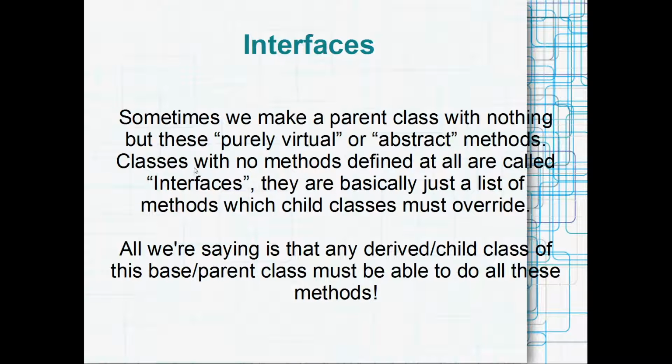Okay, so a class that has no methods at all that aren't purely virtual, or a class with nothing but abstract methods, is called an interface. So we might make one of these in the coding in a minute. And all we're saying with an interface is we're just providing a list of purely virtual methods, and we're saying that all of the classes that inherit from this one are able to do all of these functions. We don't care what the functions are, but the child classes or the derived classes that derive from this parent are able to do all of these things. Yeah, so interface is just a word for a class with nothing but purely virtual methods.